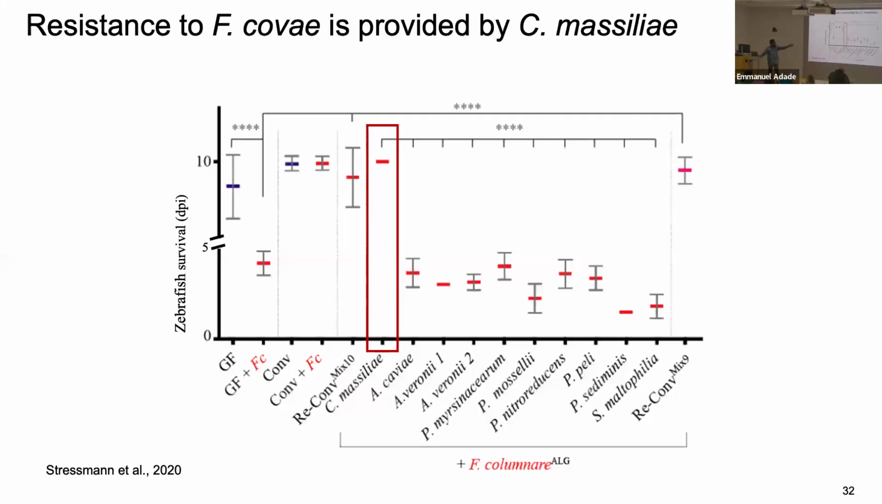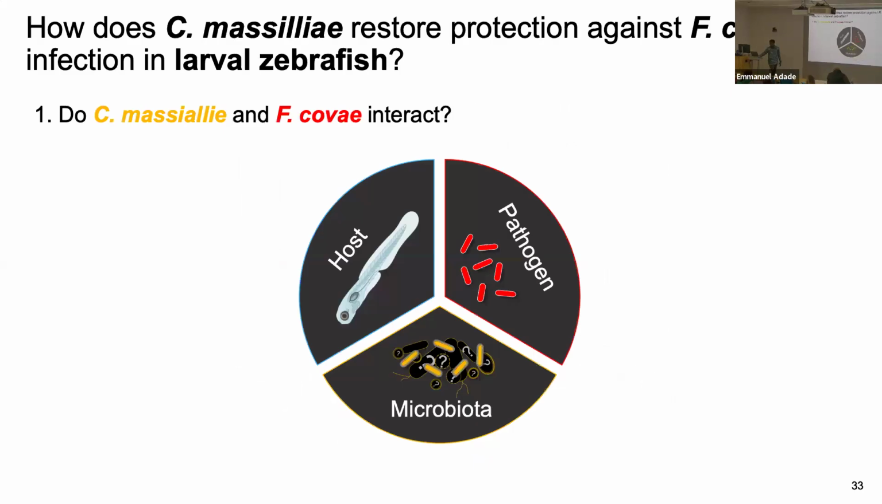So I'll end with our work on Chryseobacterium, where I showed you that Chryseobacterium is the only monocolonized version that is able to offer protection. So we wanted to think about how it is doing that. I'll just show aspects of imaging data for your curiosity, but not any other part of the data. So the first question I wanted to ask is, does Chryseobacterium, or the CMAS, interact with this pathogen? Is there any form of interaction between the pathogen and the protective probiotic bacteria in this case?